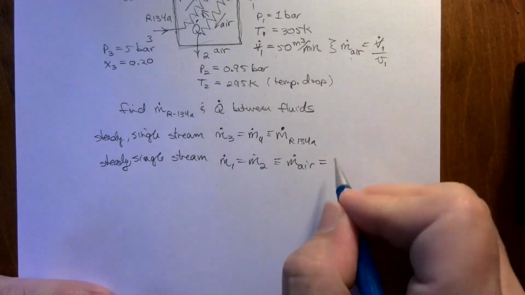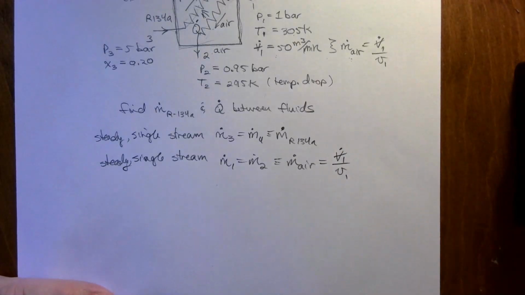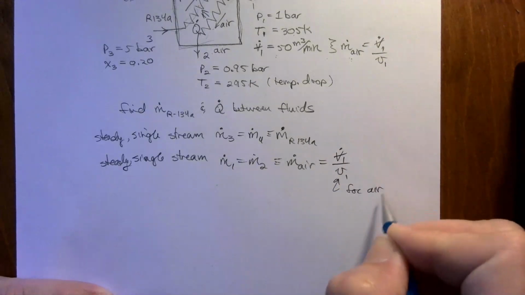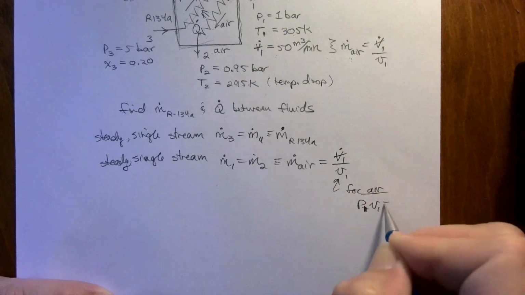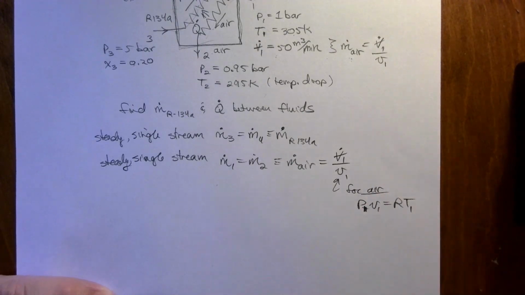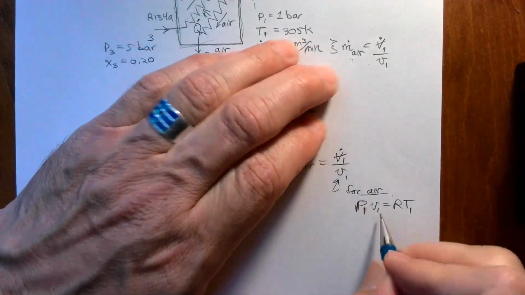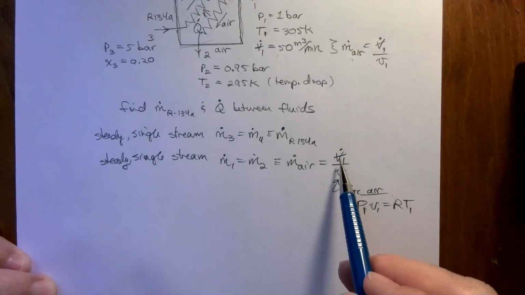And that m dot of the air, we've already said we can compute with the volumetric flow rate divided by the specific volume for state 1. This is for air, right? Alright, so as an ideal gas, Pv equals RT. P1 v1. So use that. Pressure and temperature are given to solve for the specific volume. So we can compute m dot for air.